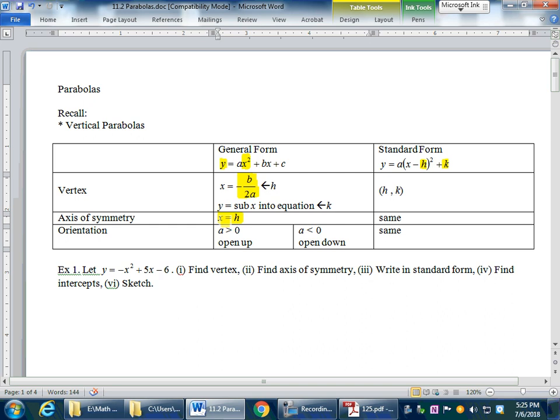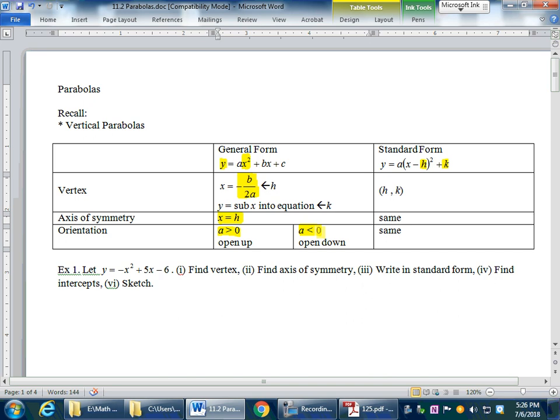And then we can clearly know whether the parabola is going to be opening upward or downward by looking at whether the leading coefficient a is positive or negative. If it is a positive leading coefficient, it will be opening upward. And if the leading coefficient is negative, then it will be opening downward. So let's take a look at example 1 to review these vertical parabolas.